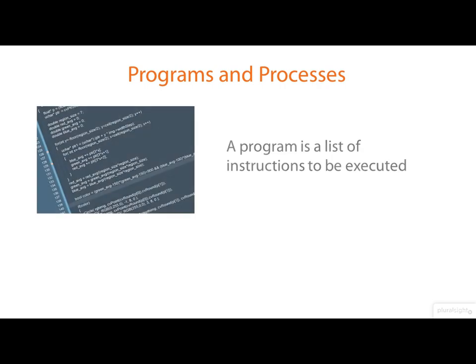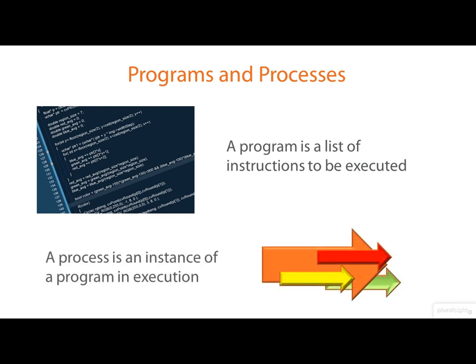Now, I want to start by trying to make clear the difference between a program and a process. A program is a list of instructions waiting to be executed. It's a relatively passive kind of thing. A process is a more active kind of thing. It's sometimes described as an instance of a program in execution.